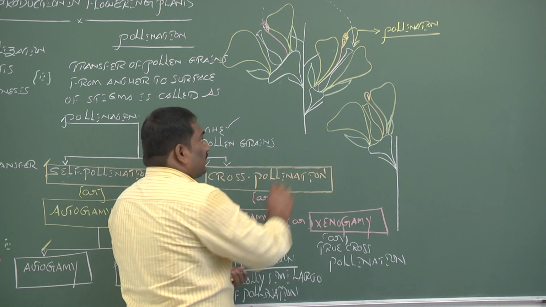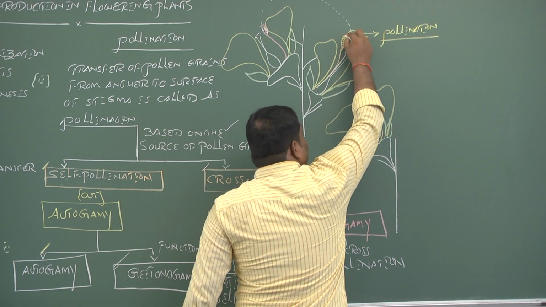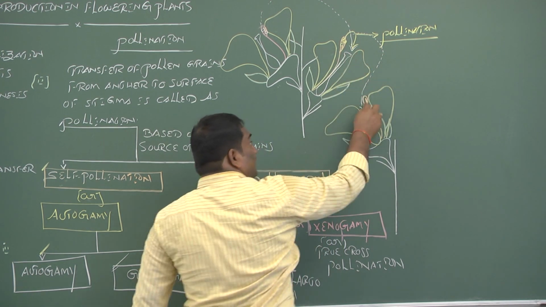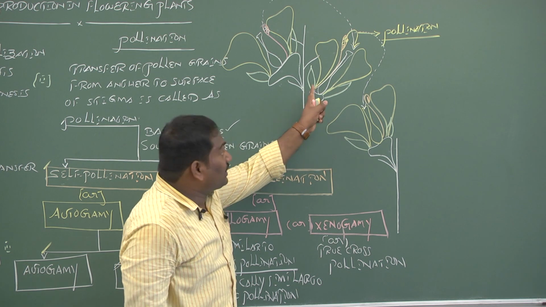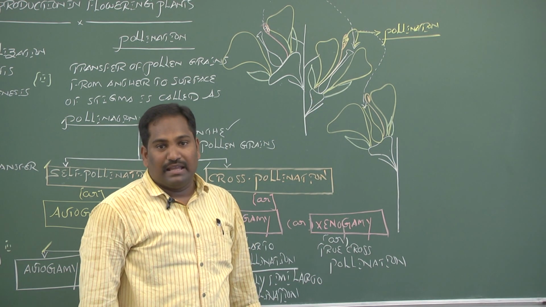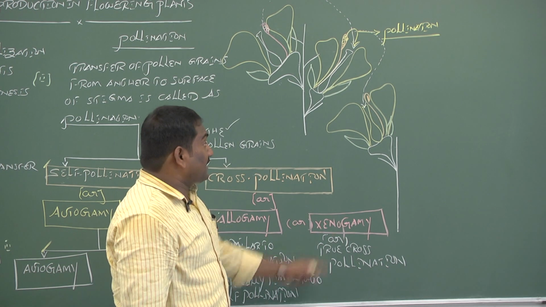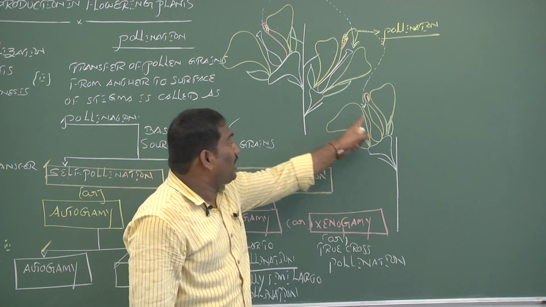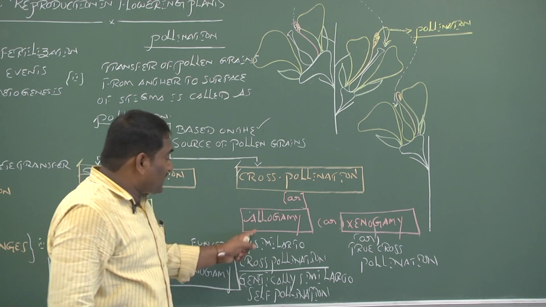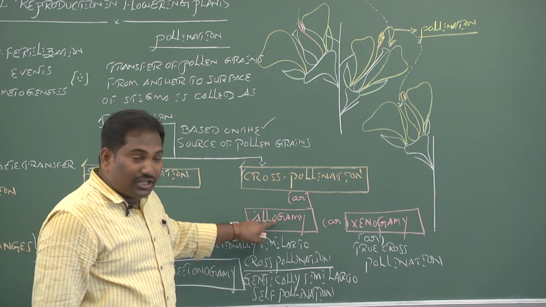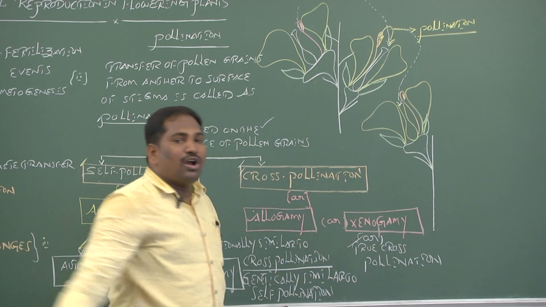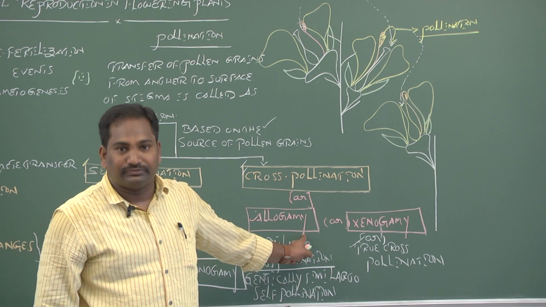At the mature condition, when pollen grains are released, if they are transferred from anther to the surface of stigma between two different flowers of two different plants, that is called cross-pollination. Cross-pollination is also called allogamy, also called xenogamy, and it is also called true cross-pollination. Okay?